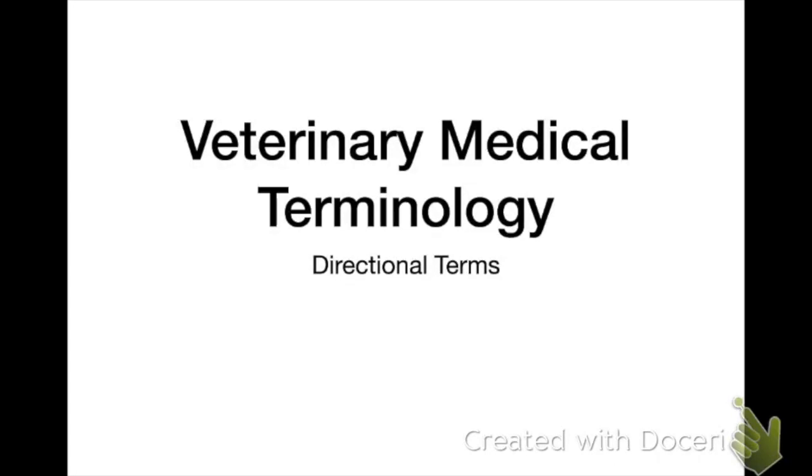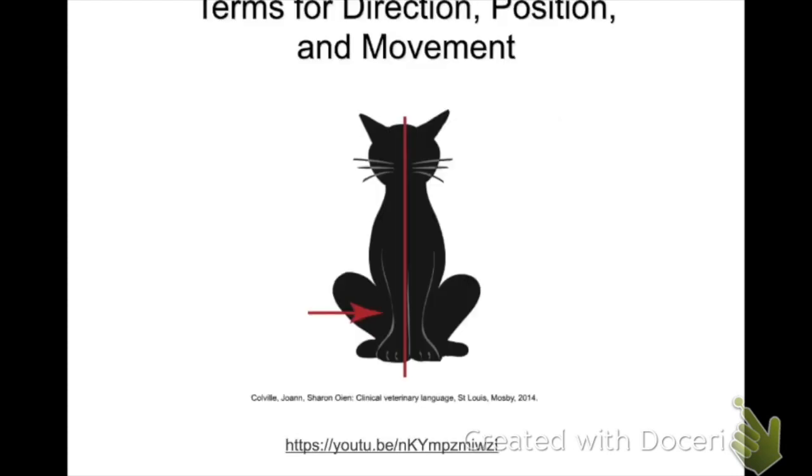All right, we're going to talk about some directional terms and body regional terms, which are important in understanding positioning for things like radiographs, or if someone asks you to restrain an animal in a certain position. You'll need to know these terms. So we're going to discuss them in relation to pretty much any four-legged animal. We're going to stick with the quadrupeds or four-legged animals.